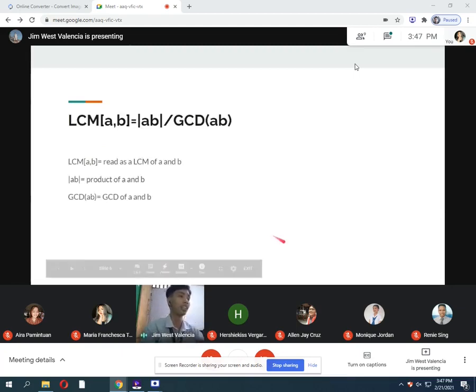Ano nga ulit ang GCF? Anyone from the class? Sige, Renny. Greatest common denominator po. Kung ang LCM, di ba, ayun yung pinagtutugma, pinagtatagpo, I mean, pinakamababang number na kung saan both factor yung dalawang numbers. Ano naman ang GCF, GCD?